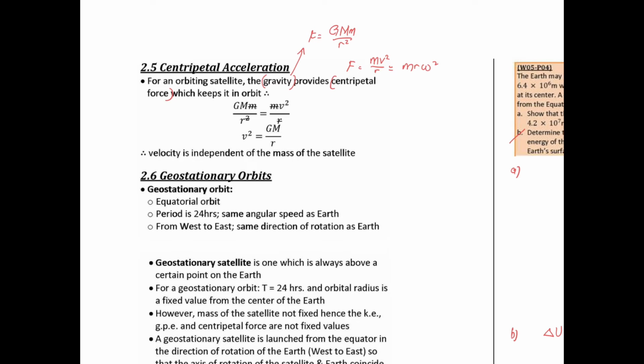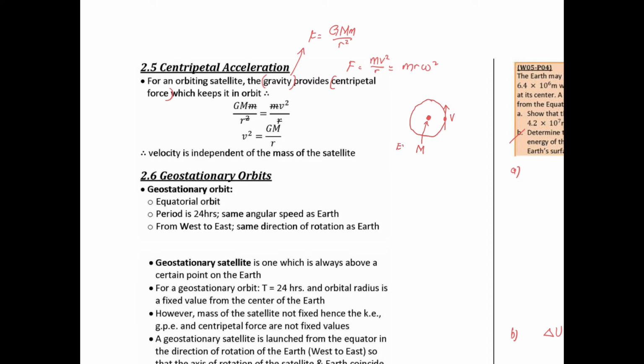This v is actually, when an object moves in a circle, for example something like this, this is the circular track, the velocity of the object. So now velocity square is equal to GM over r, and you will see that this capital M is the mass of, let's say our case is a satellite moving around the Earth.